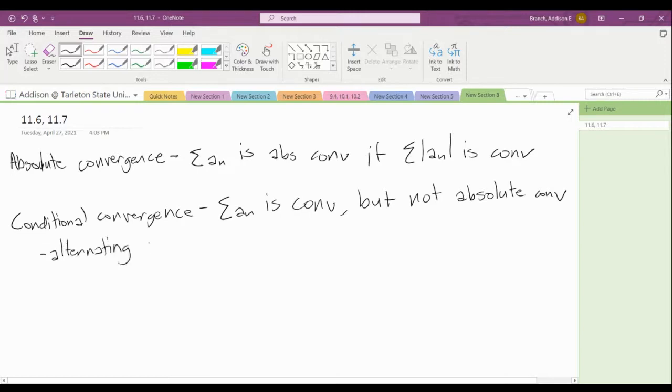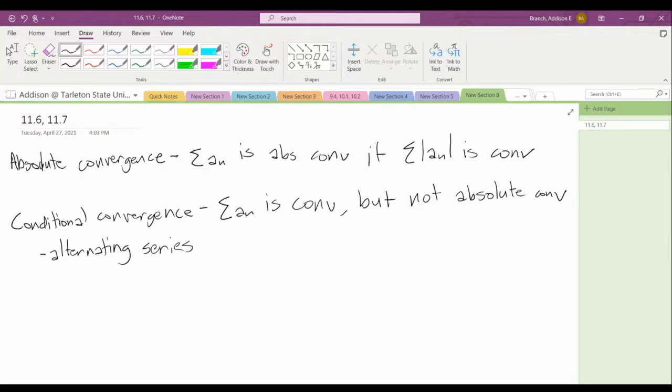That's a big thing to keep an eye out for whenever you are working with absolute and conditional convergence, mainly because alternating series are going to be the main ones where, if you take the absolute value, that can make a really, really big difference. So just keep that in mind.